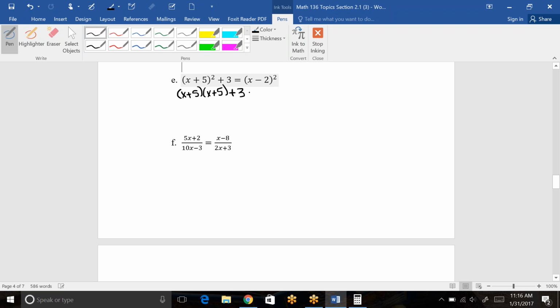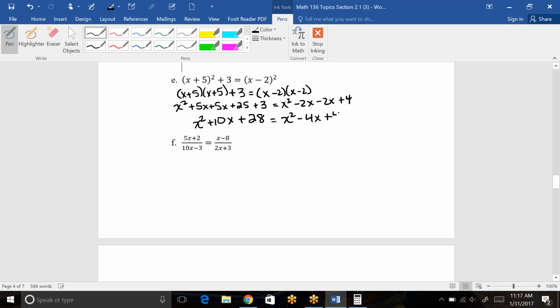So I'm going to just rewrite this equation with these expanded to the same thing times itself. We then distribute, so this would be x squared plus 5x plus another 5x plus 25 plus the 3 that was already there. The other side would be x squared minus 2x plus 4 because it's negative times negative. Combine like terms on the left and like terms on the right.